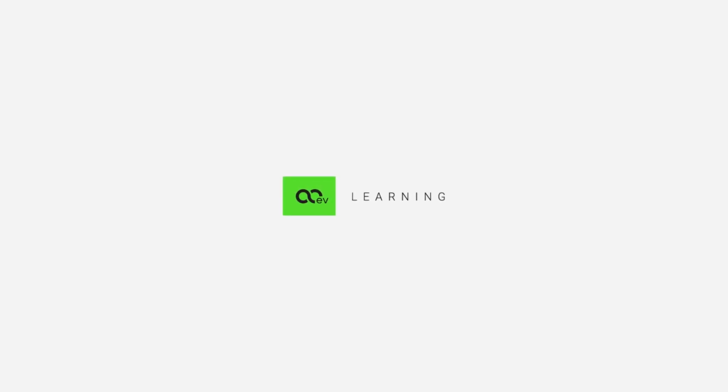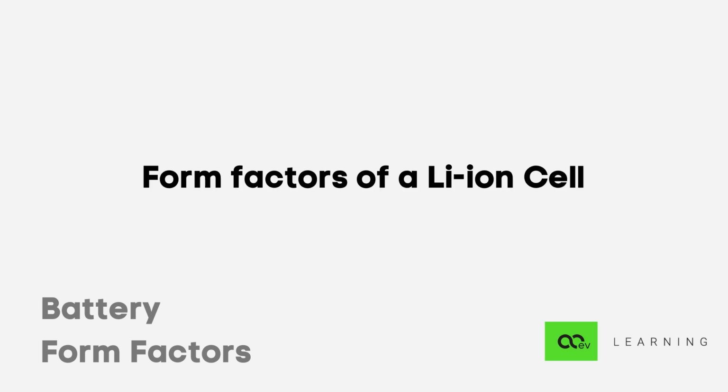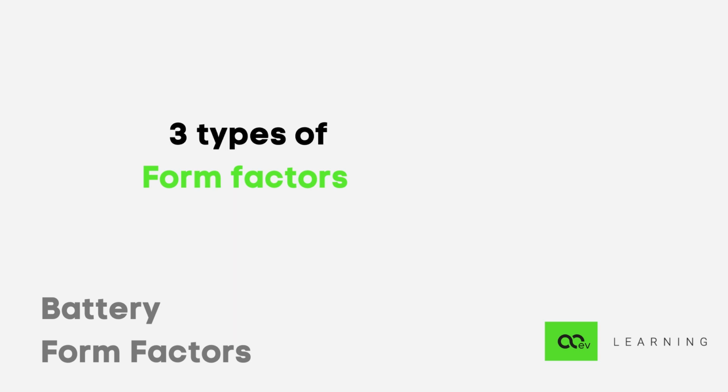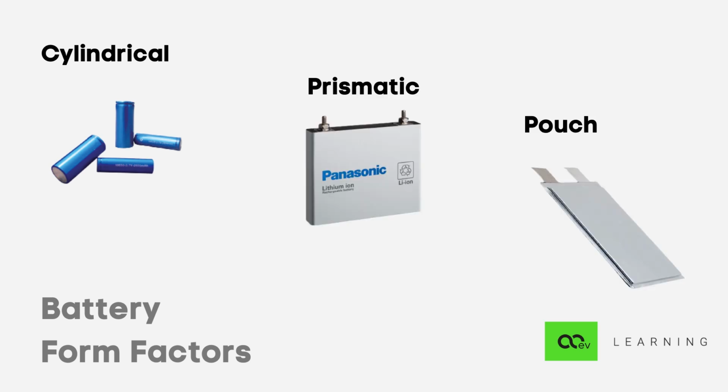So now that we have seen different types of cell terminologies, we need to understand how these lithium-ion cells can be used in electric vehicles, let's say in different types of forms, shapes, and sizes. So typically there are three types of form factors. First is the cylindrical, second is prismatic, and the pouch cell.